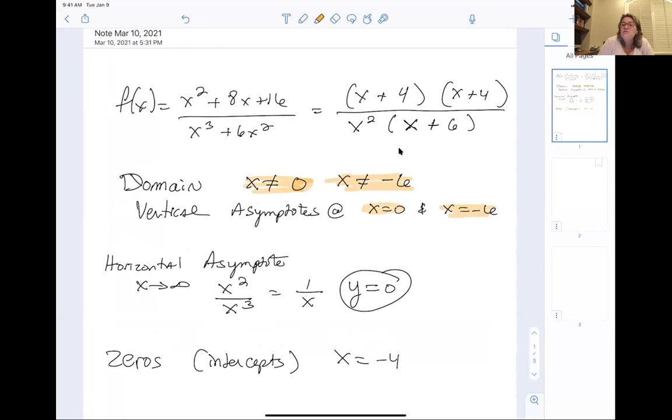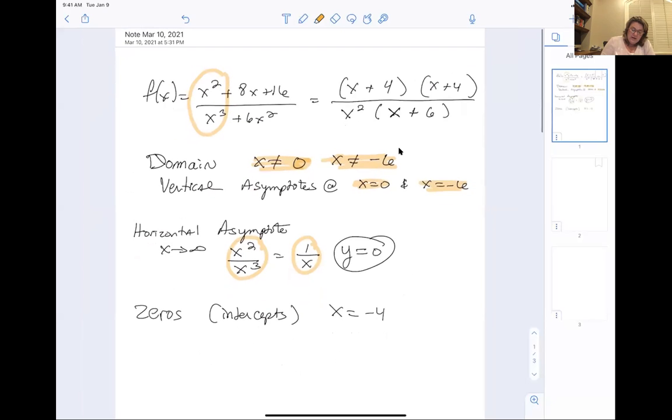The horizontal asymptote has to do with end behavior. All I need to look at is my dominant terms. If I look at x squared over x cubed, that ends up being 1 over x, and 1 over x goes to 0 as x goes to infinity because my denominator becomes bigger and bigger. So I have a horizontal asymptote at y equals 0.